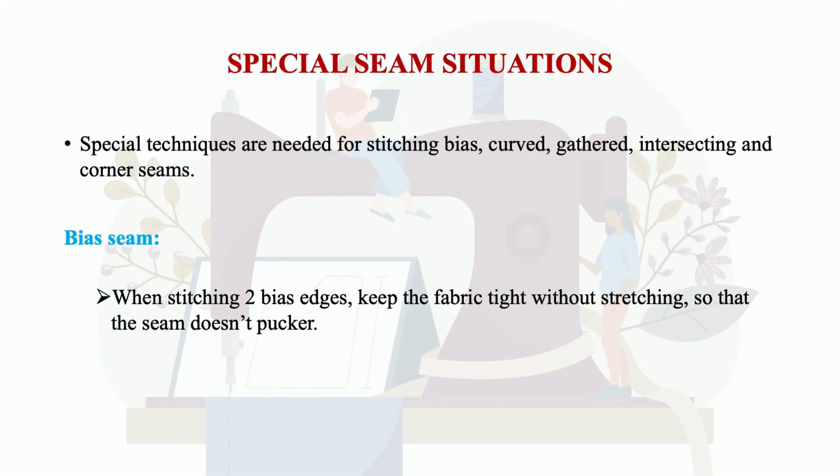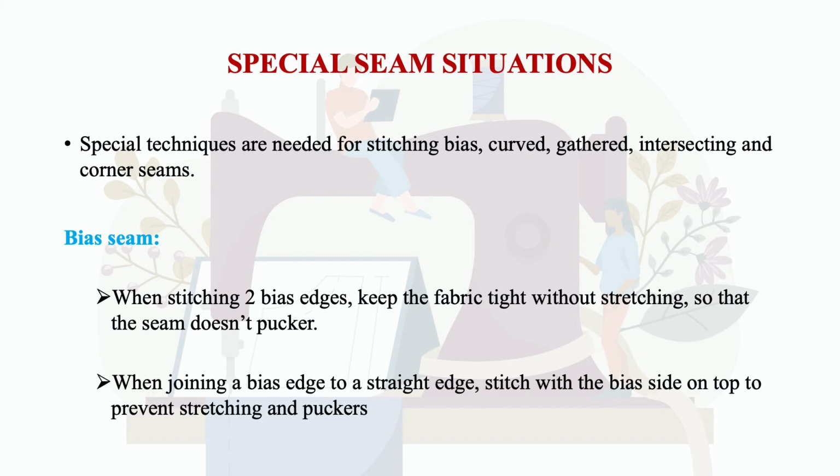In garment construction we follow some techniques in which we use the bias seam. When stitching two bias edges, we keep the fabric taut without stretching. If we stretch it, it becomes more stretchable and our garment construction will not be perfect, so we do this so that the seam doesn't pucker. When joining a bias edge to a straight edge, we stitch with the bias side on top to prevent stretching and puckering. This is how we can control a special seam situation when stitching bias fabric or bias strips.